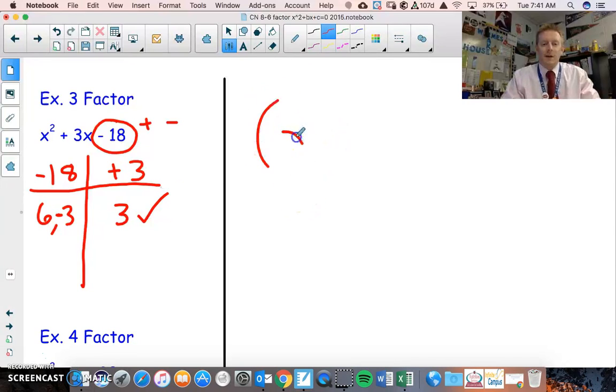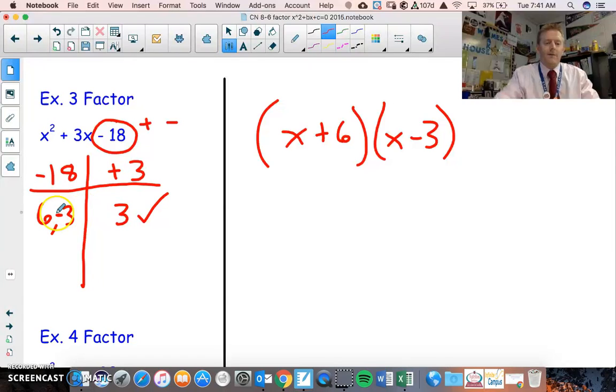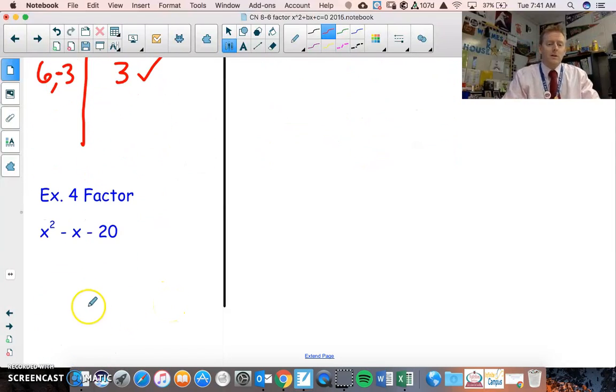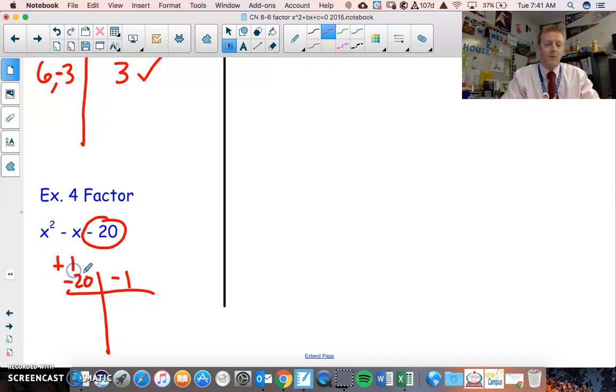So that means I have to have an x plus 6 for my positive 6, and then an x minus 3 to get my negative 3. See how this is working out, hopefully? All right, same idea. What multiplies to make a negative 20 and adds to make a negative 1? Again, because this is negative, one of them is going to be positive, one of them is going to be negative.